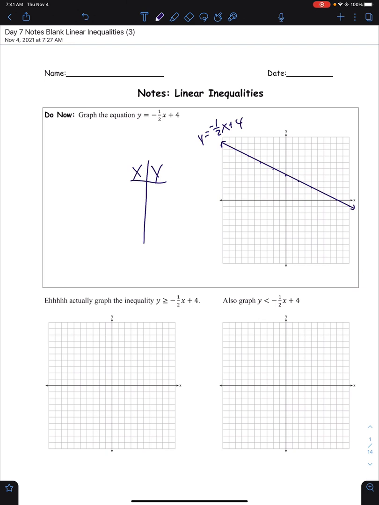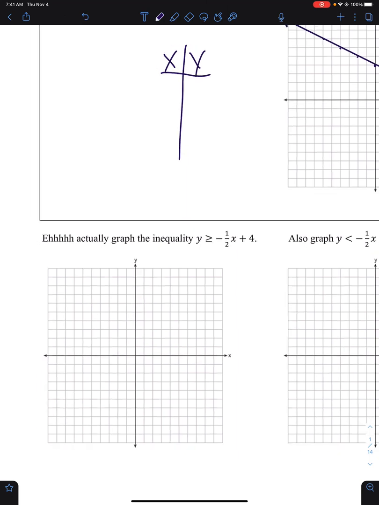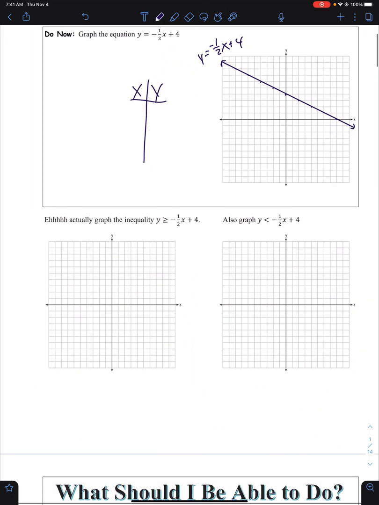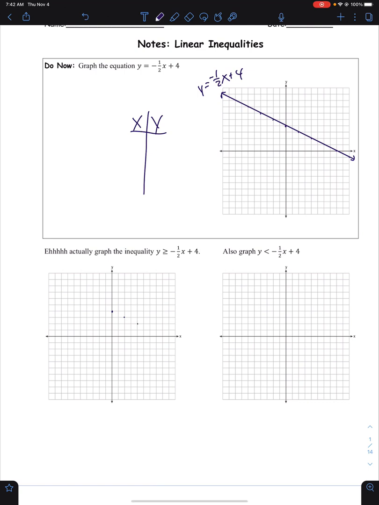So, the big thing about linear inequalities is it's very similar to graphing equations. So if I actually wanted you to graph y is greater than or equal to -1/2 x plus 4, it's the same process. So you still would graph the same exact line, the same exact way you did. So y-intercept of 4, slope is -1/2. Plot all those points.